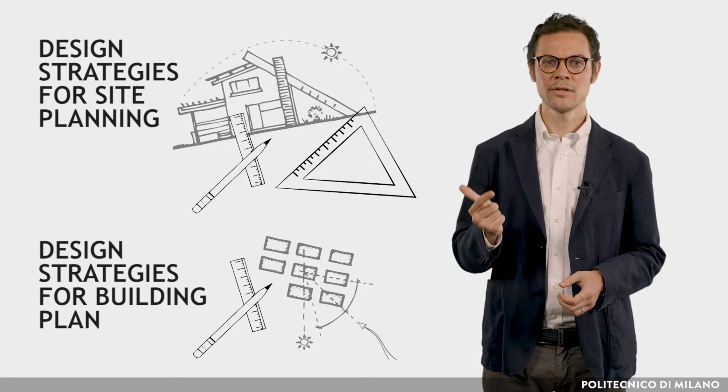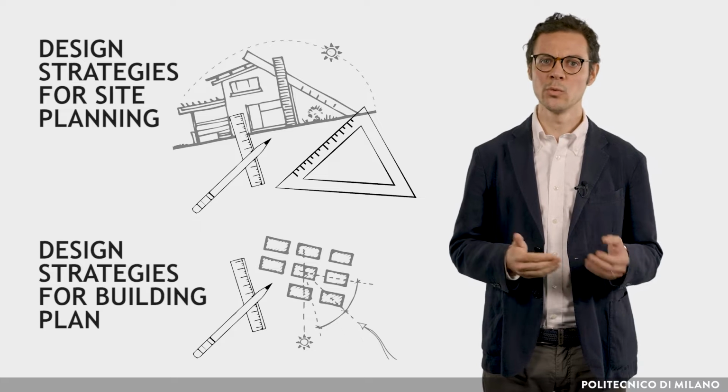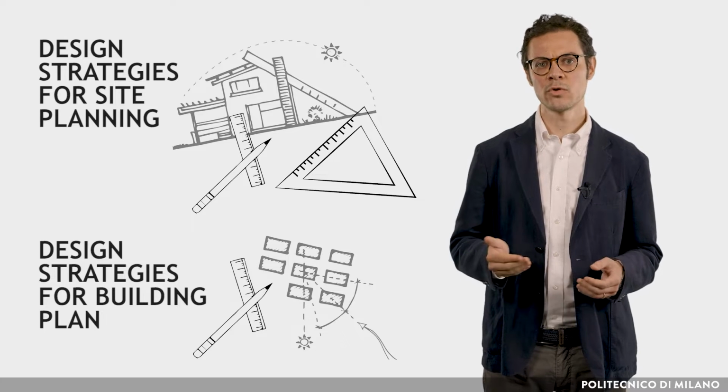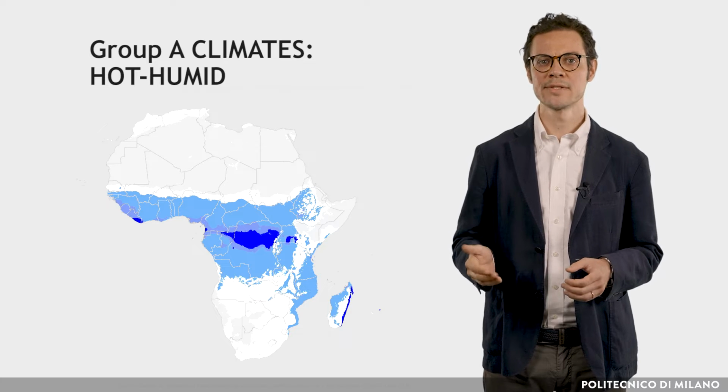The main topics covered are design strategies for the site planning, considering especially sun protection and ventilation, and design strategies for building plan, considering sun protection, ventilation, structure such as roof, wall and ceiling, and windows or ventilation openings. Let's start with hot, humid climates.